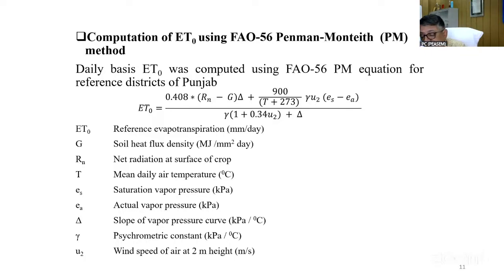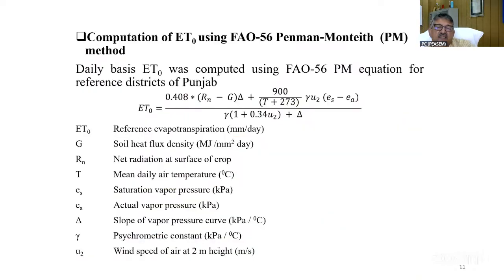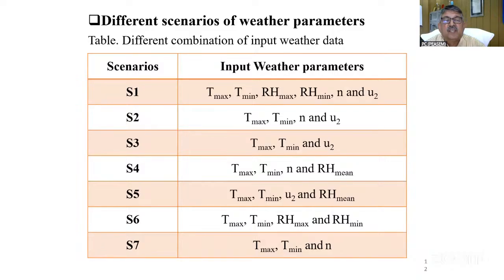irrigation water requirements. But the problem with this method is that there are a lot of parameters that have to be noted down, and we require a good weather station for measuring all these parameters. But in most of the places in the country, this is not available. So we tried an AI-based method, in which we took different combinations of input weather data.